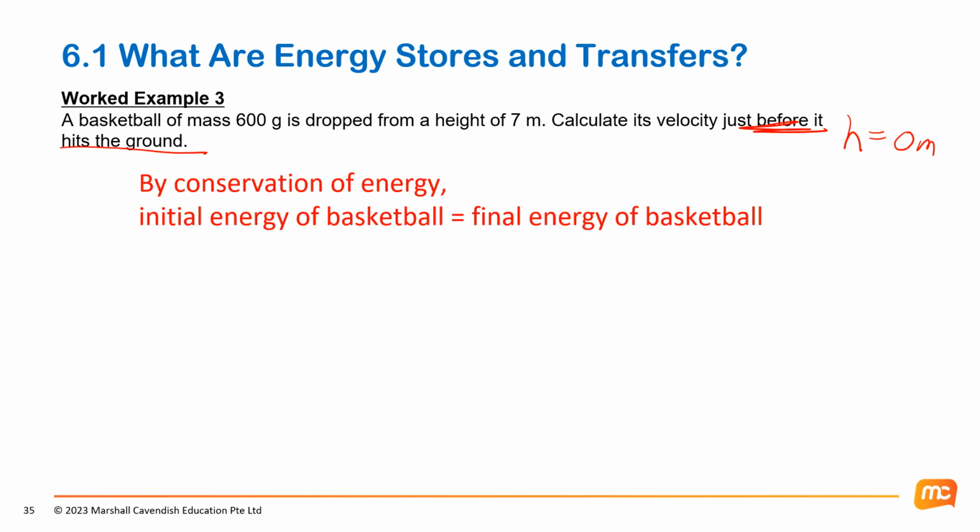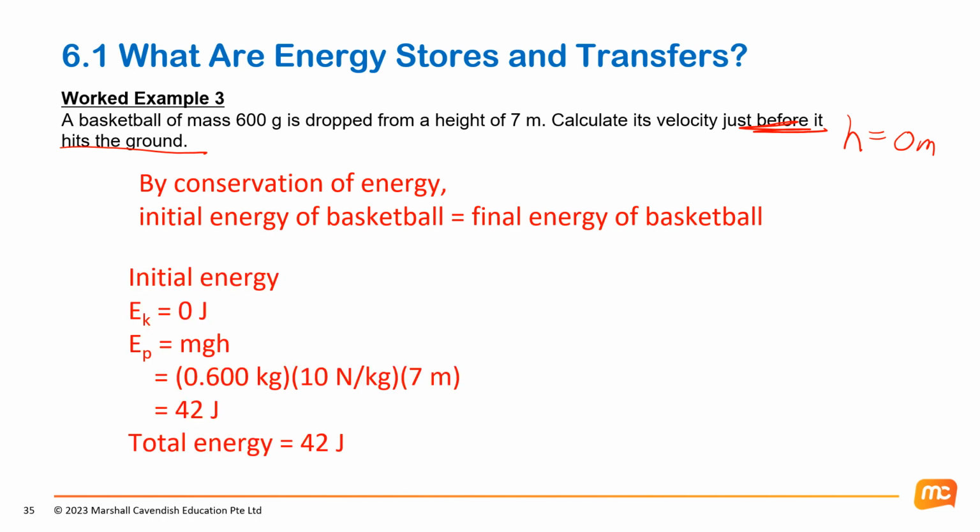So first, we write our very important statement. By the principle of the conservation of energy, the initial energy of the basketball equals the final energy of the basketball. So initial energy, it is dropped, meaning initially it has 0 joules of kinetic energy because it is at rest when it is released.